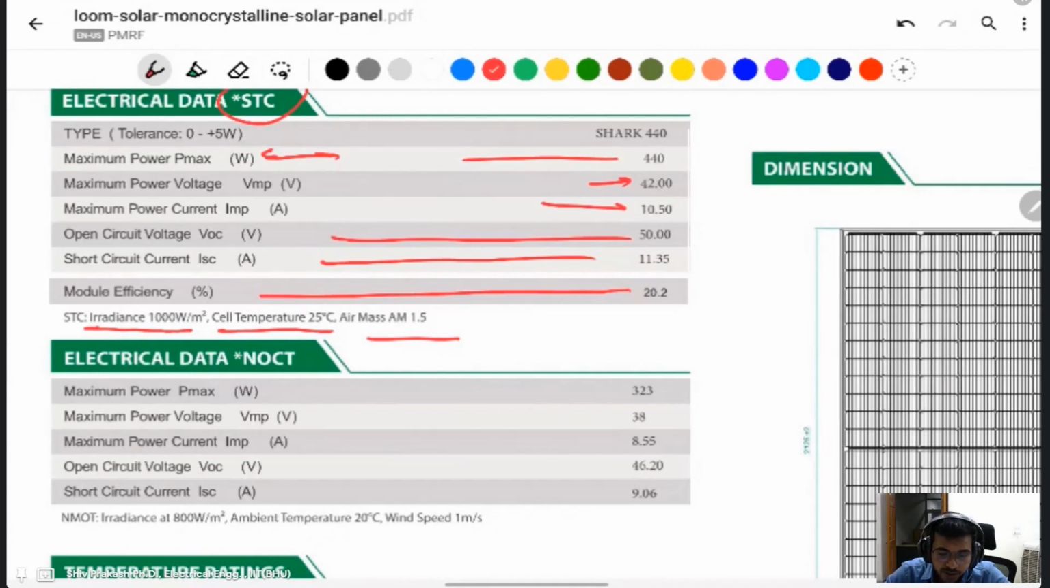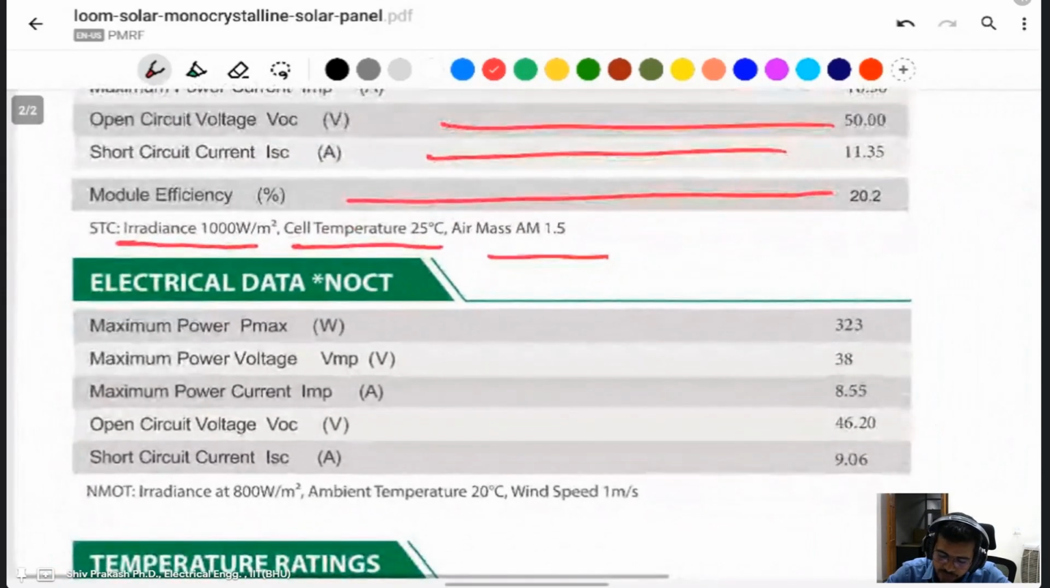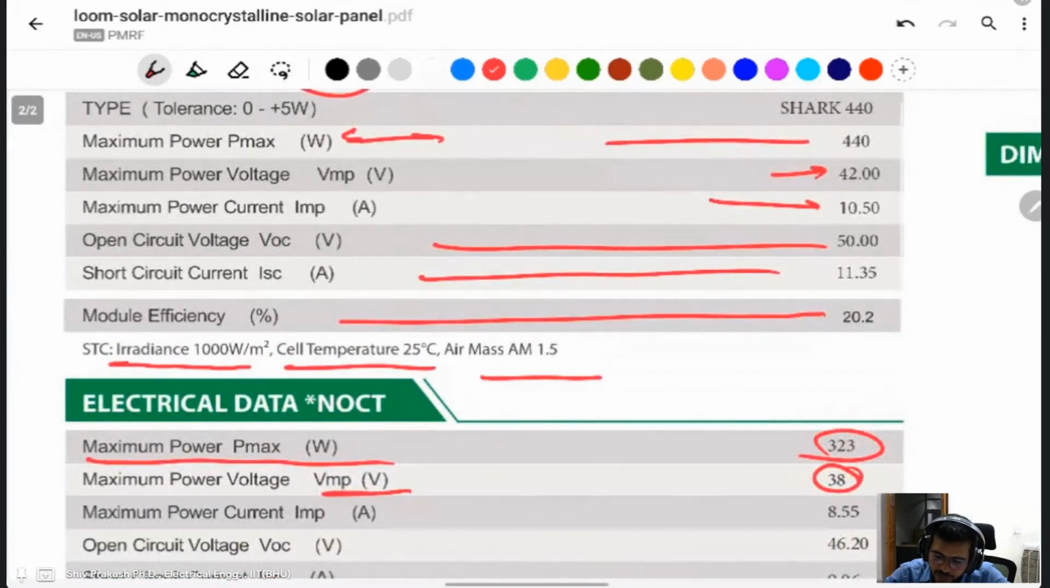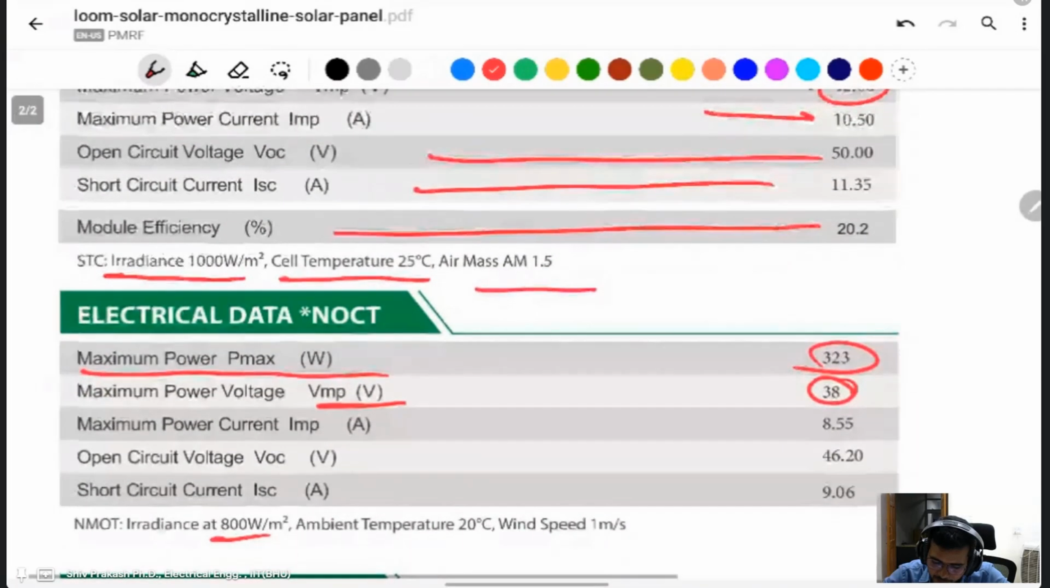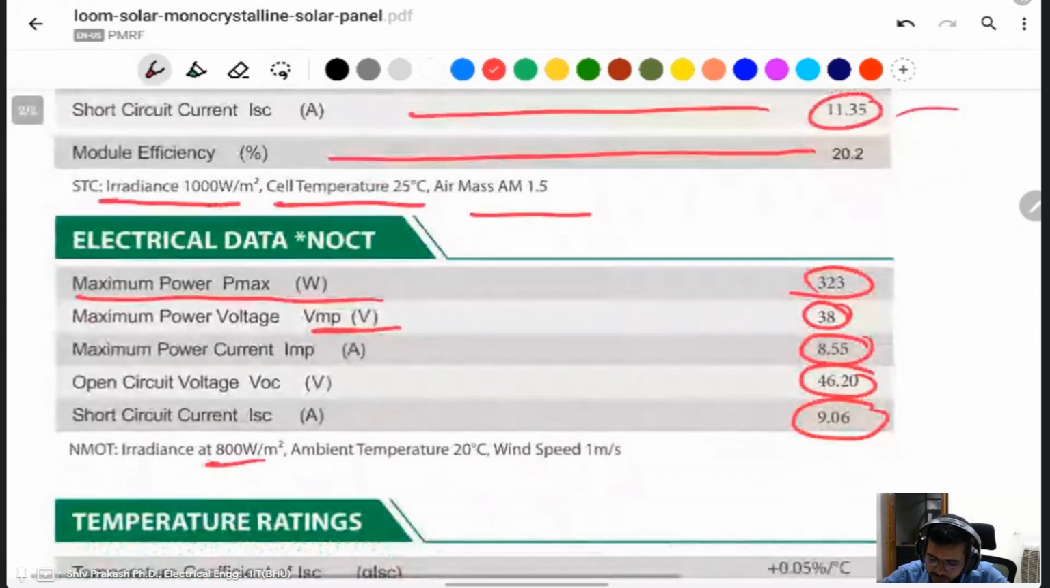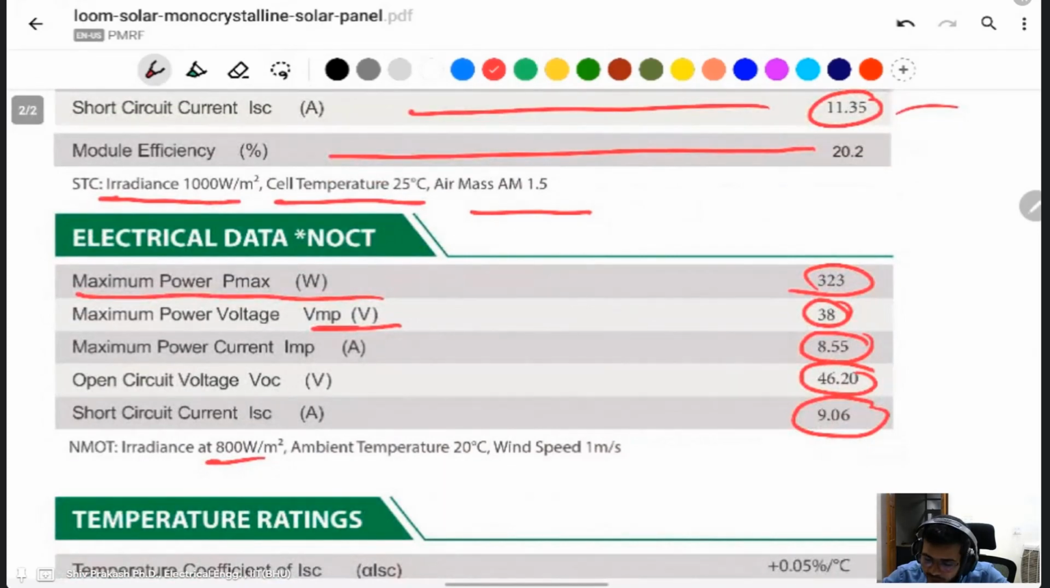This one is the reduced irradiance and 20 degree centigrade temperature. Then observe what will change. Maximum power will change because the radiation changes to 800 watt. Voltage at maximum power also changes, it will be 38 volt and previously it was 42 volt. Maximum current also changes to 8.55, previously 10.5, and open circuit voltage is 46.2 and short circuit current is 9.06. Here the efficiency is not mentioned.